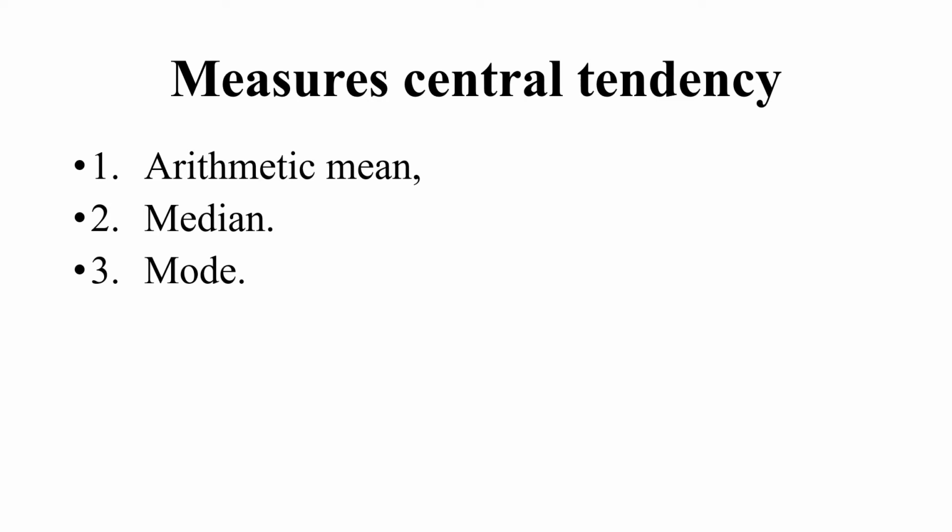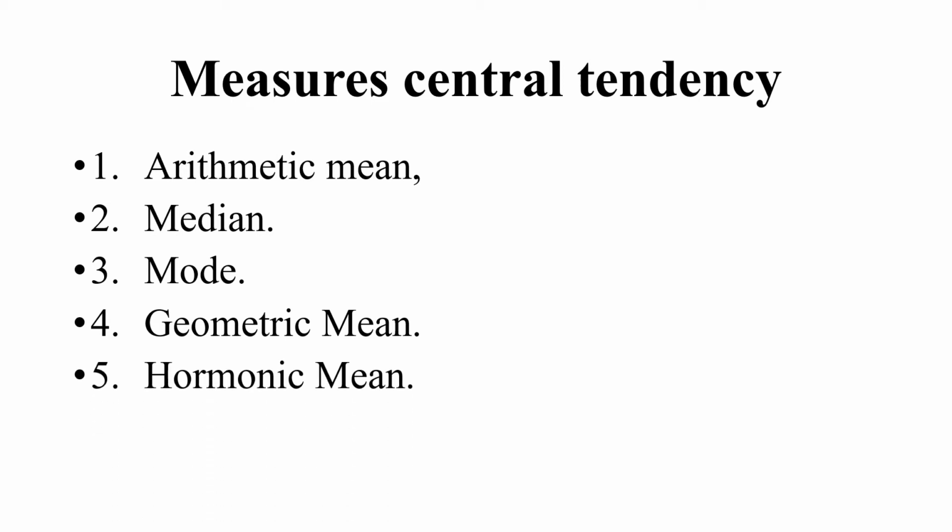The third is mode, which we use mostly in qualitative data, because the arithmetic mean needs numerical data, as it has a mathematical formula in which we have to put numerical values. But when we have qualitative research, especially in the fields of social sciences and medical sciences, mode provides a more accurate result as compared to the arithmetic mean and median. The fourth is the geometric mean, and the fifth is the harmonic mean. So these are the measures of central tendency, and these mathematical equations help us find the center value of a data set.